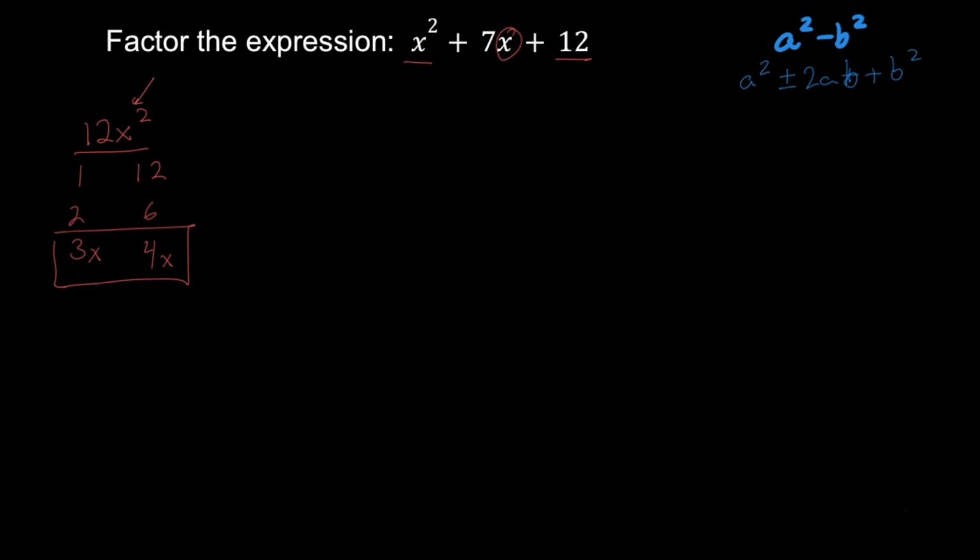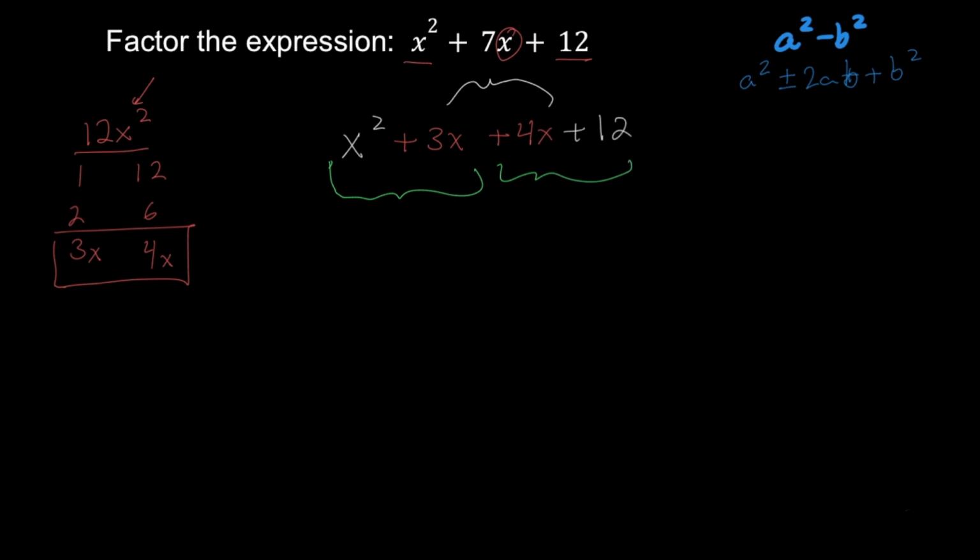Next thing I'll do for factoring by grouping is to break apart that middle term into the two factors that we just found. So we're going to separate it into x squared plus 3x plus 4x and then plus 12. So there we have it broken up. Now here's where the grouping part comes into play. We'll focus on the first two terms and then the second two terms.